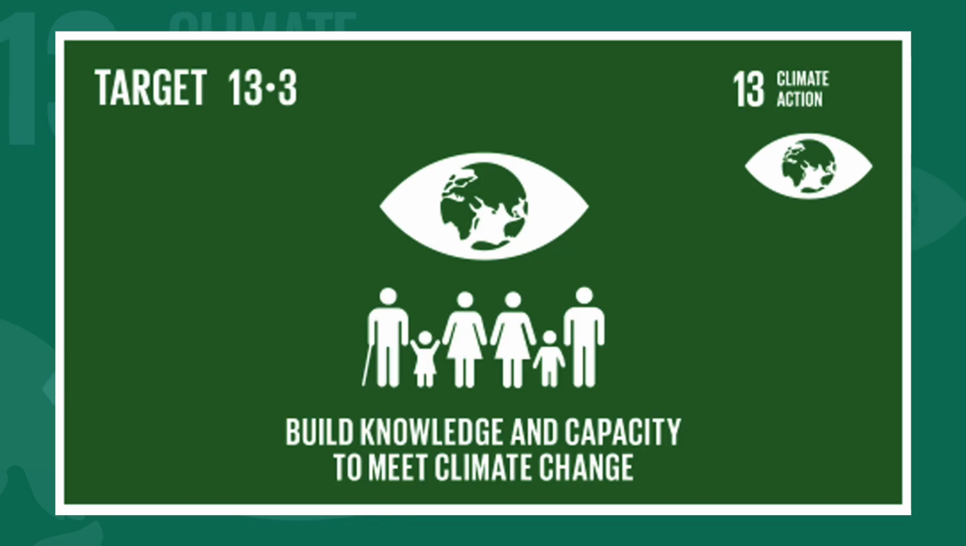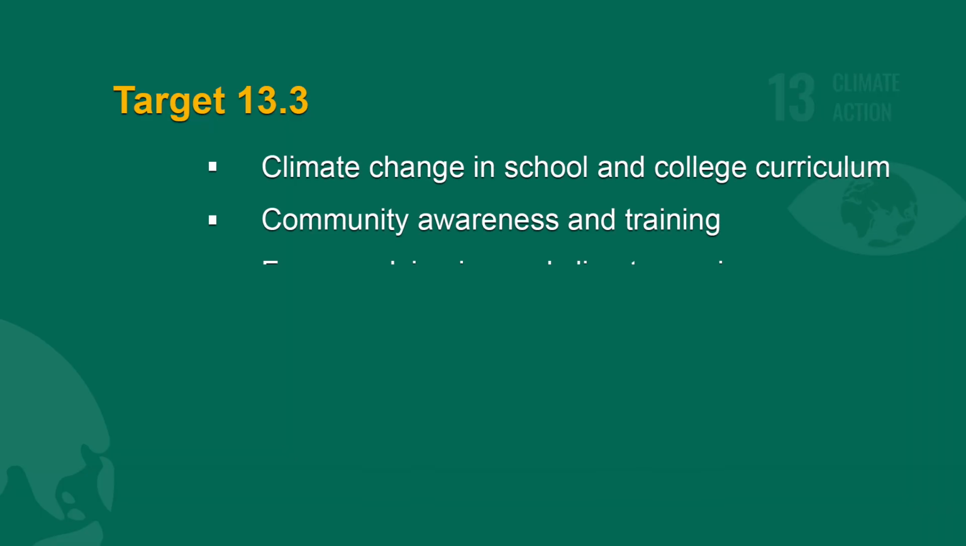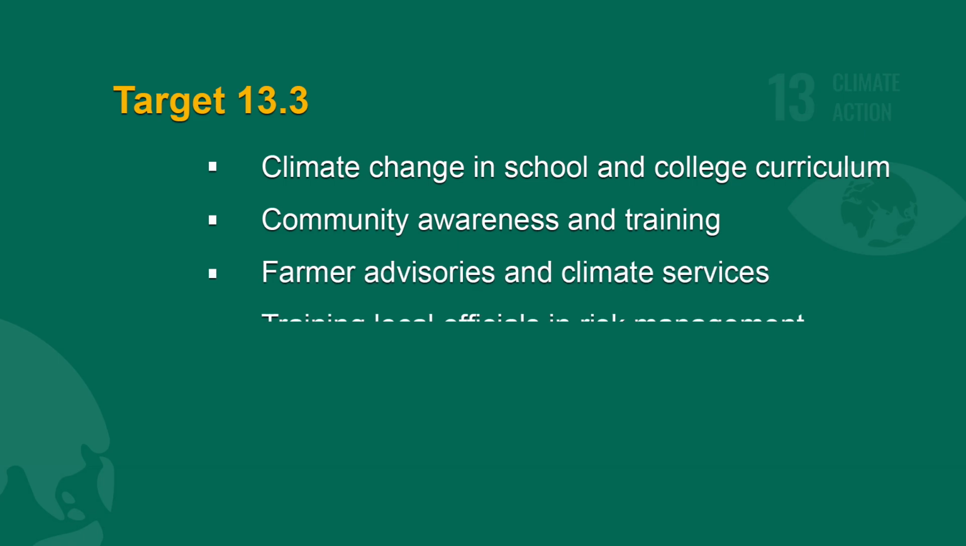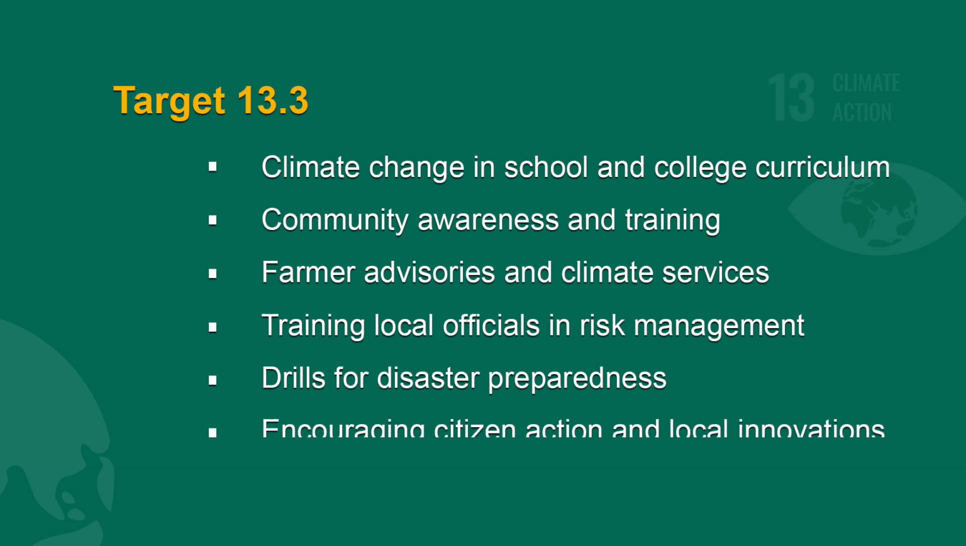Now, let me take you to target 13.3, which is on improving education, awareness and capacity. Improve education, awareness and capacity on climate change mitigation, adaptation, impact reduction and early warning systems. I would like to cite a few examples for you. Climate change in school and college curriculum, community awareness and training, farmer advisories and climate services, training local officials in risk management, drills for disaster preparedness, encouraging citizen action and local innovations. So, this was the explanation.